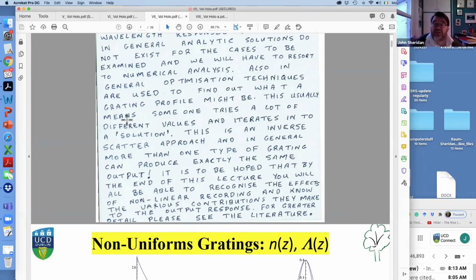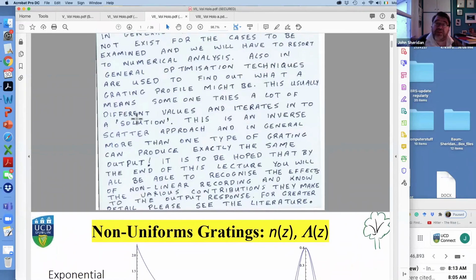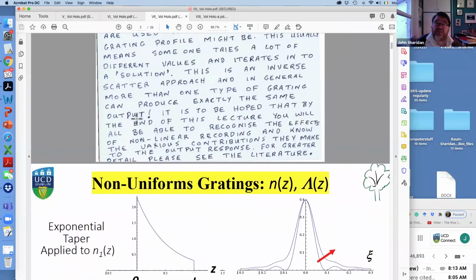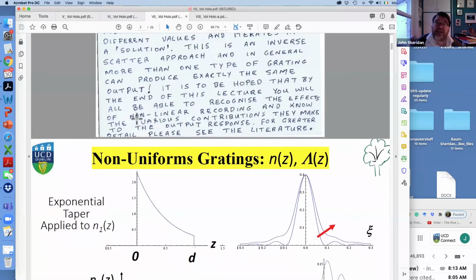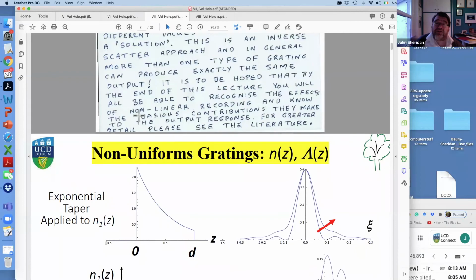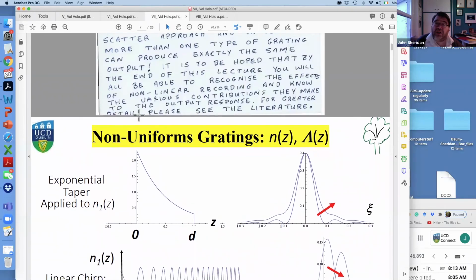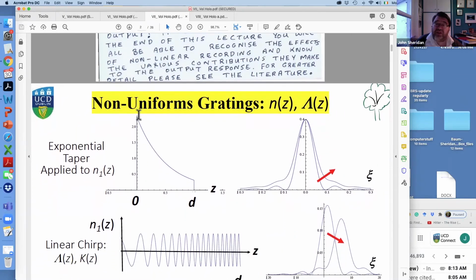Or you get some student, and the student sits there plugging in values until they get what they consider to be a reasonable fit to the results. So that's what I mean by the optimization. This usually means someone tries a lot of different values and iterates to a solution. This is an inverse scatter approach, and in general, more than one type of grating can produce exactly the same output, but luckily, one of them is more physical than the others. So we hope that by the end of the lecture, you will be able to recognize the effects of nonlinear recording and know the various contributions they make to the output response of these various gratings.